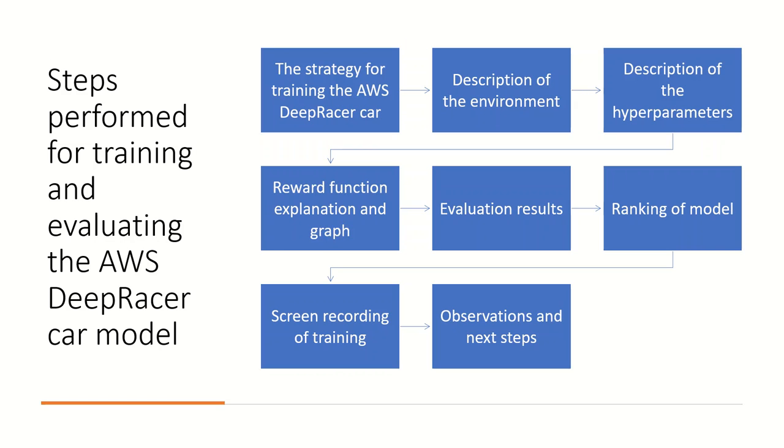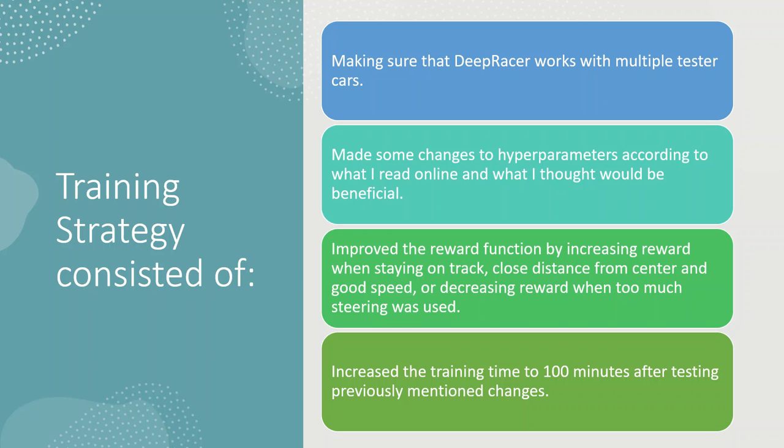So my training strategy consisted of making sure that the DeepRacer works. I had about 7 tester cars, and then I made some changes to hyperparameters in all of them. And I'm going to be explaining more about that later. And then I improved the reward function by basically increasing the rewards when the car stays on track, is close to the center, and has good speed. And then also decreasing the reward when there was too much steering. And finally, I increased the training time of my last car to 100 minutes to improve learning.